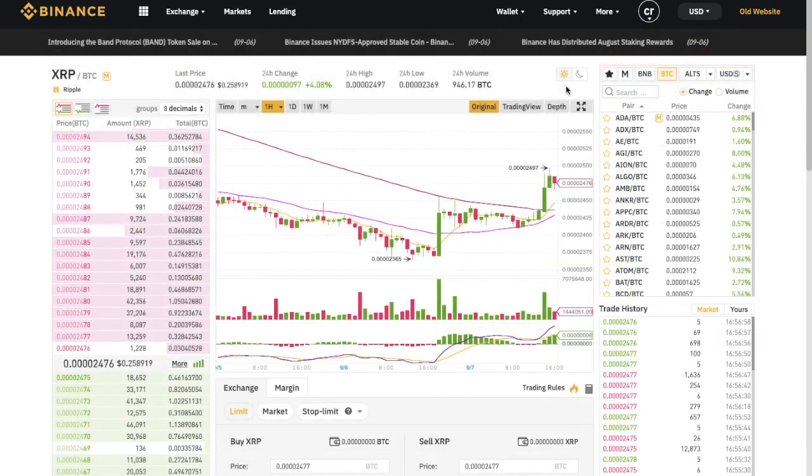So if you're new to cryptocurrencies and you're a beginner or you're new to exchanges, you might find this whole screen very daunting. There's a lot of different numbers and charts on here. So what I'll do is just take you through the screen.